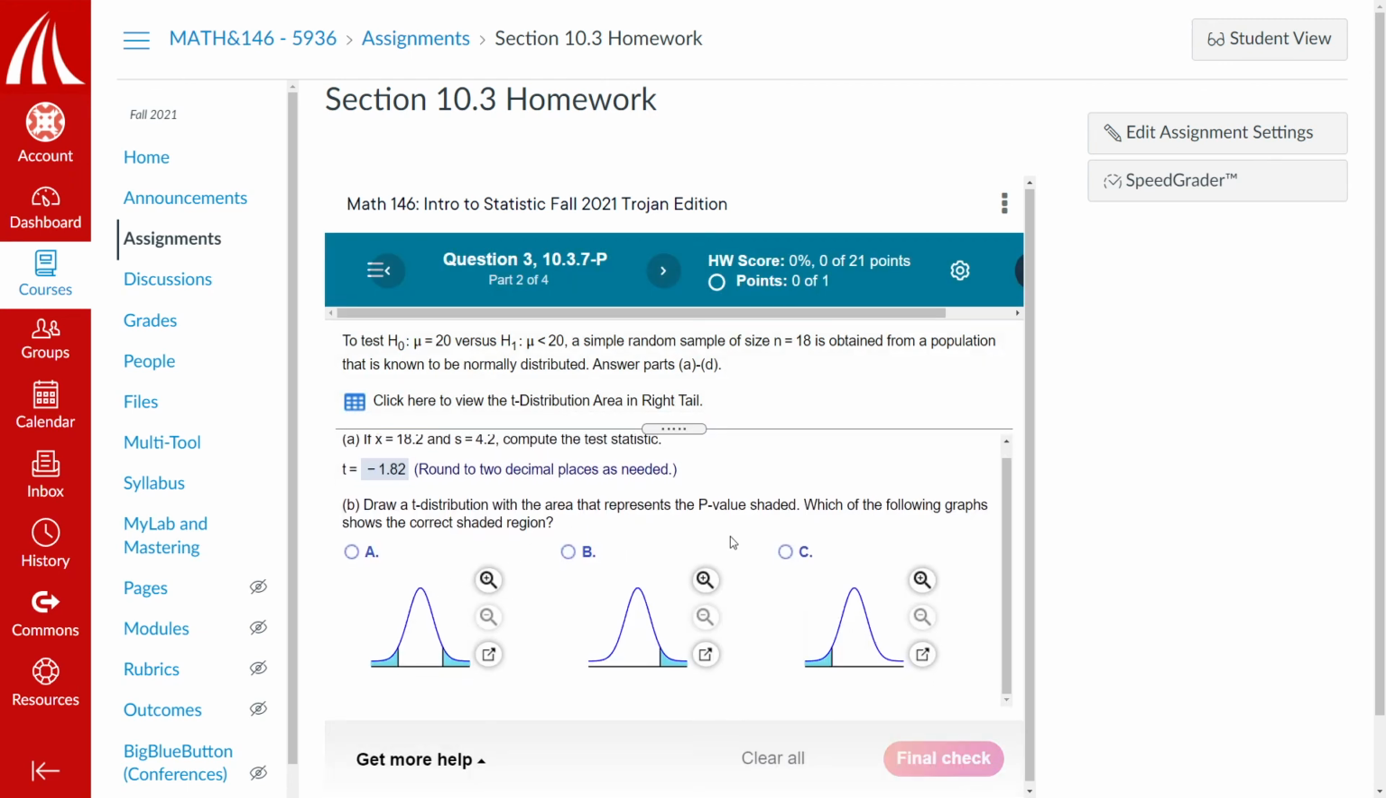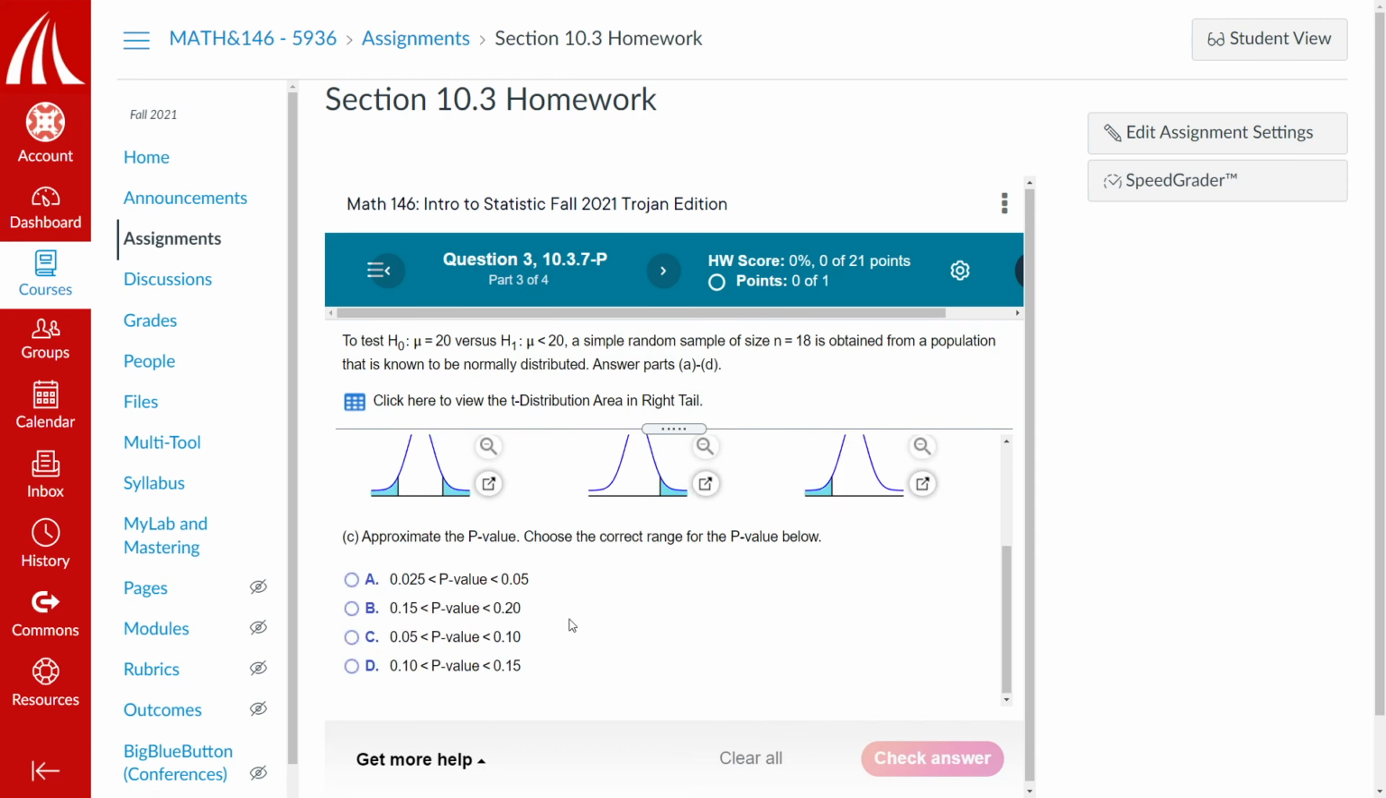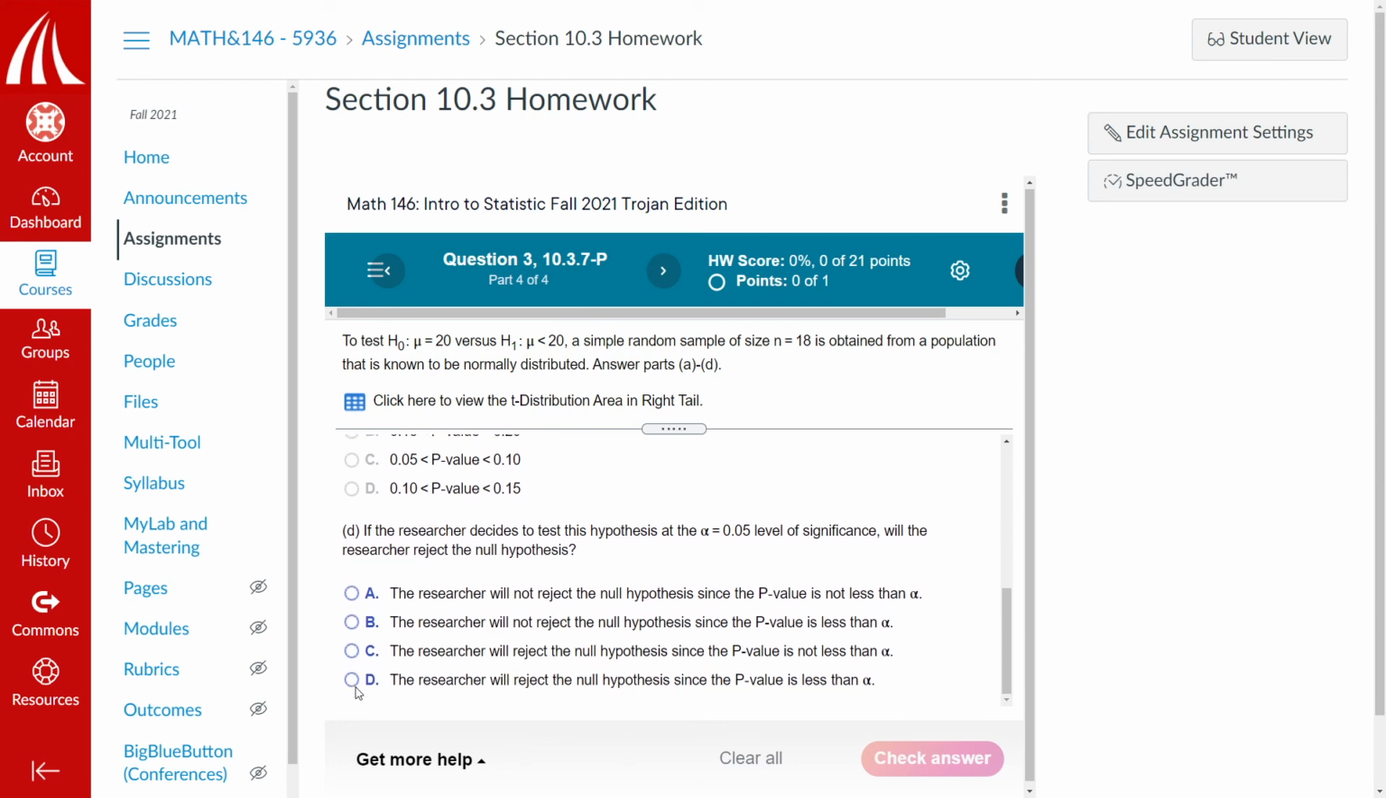It is a left tail test, so that's C. We knew it was left tail because the alternative H1 is mu is less than 20. So our p-value is between 0.025 and 0.05. All right, so it looks like our p-value is actually less than alpha, so we will reject because the p-value is less than alpha.